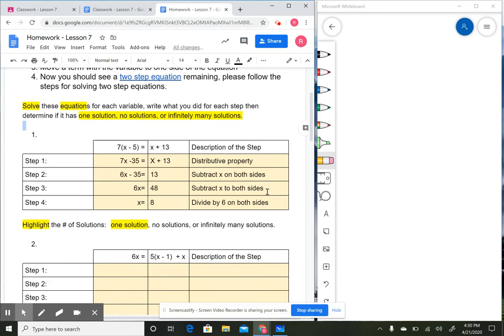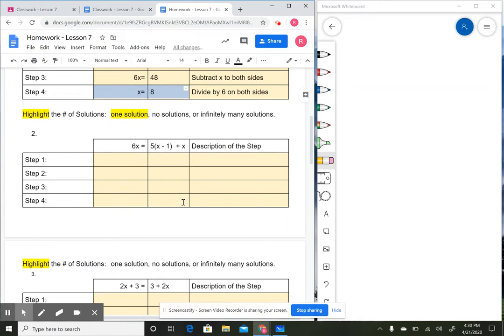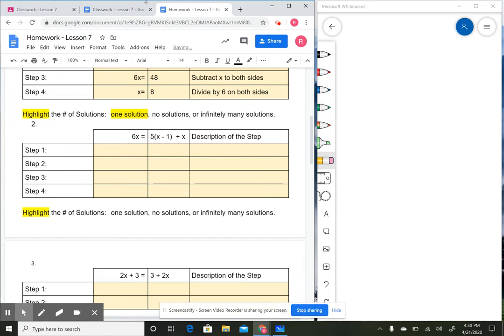From there, you can see that I've solved the first one. This is a regular problem that we have solved. You can see the steps here. The steps result in x equals 8. And since that's x equals 8, you put that as one solution. That is a one solution problem. Okay, let's move on to the next one. There you go. So now let's do the next one.